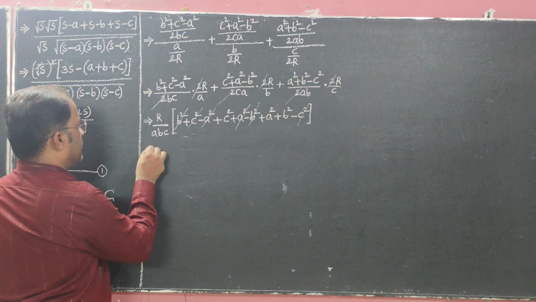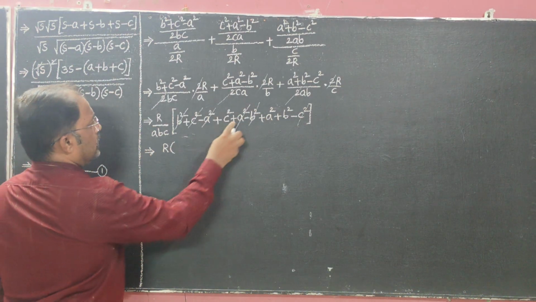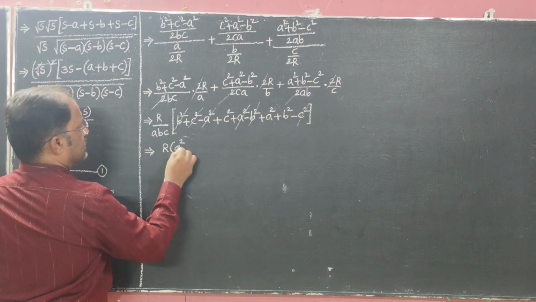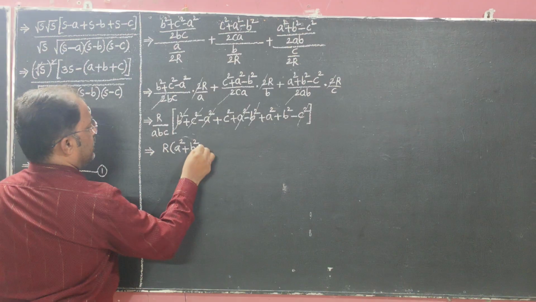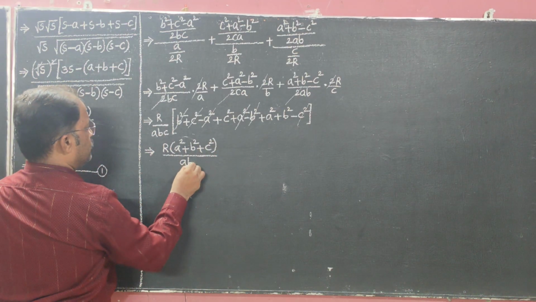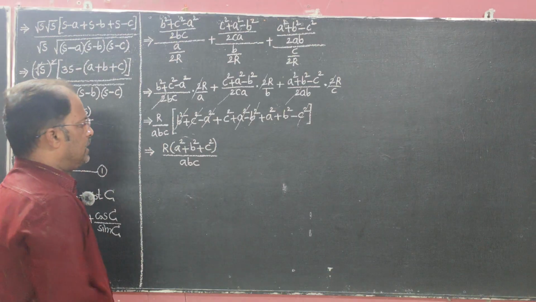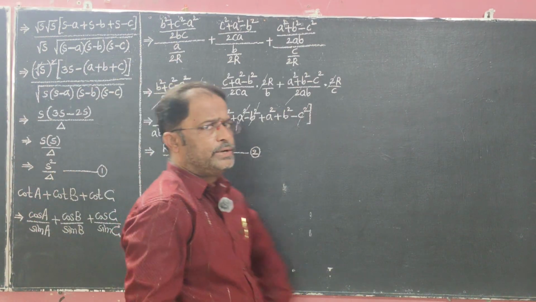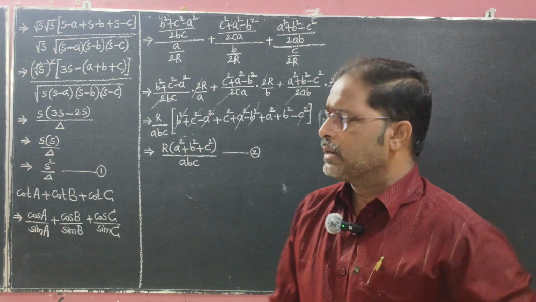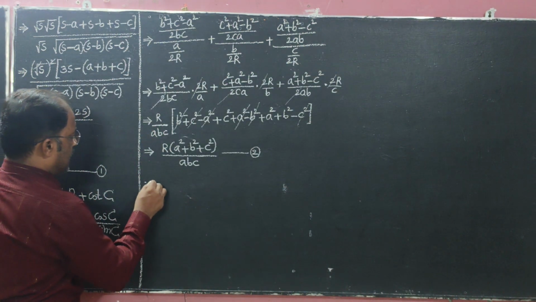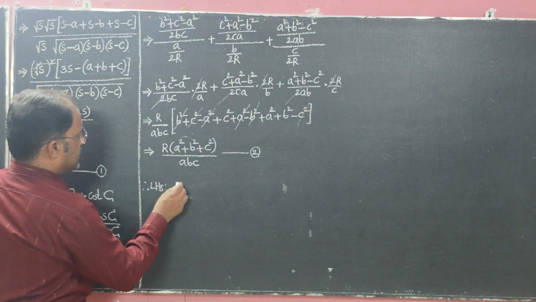See what is remaining: r into a square plus b square plus c square, by the denominator a into b into c. Right, let this be equation number 2. So the numerator answer is complete and the denominator also. Now write the actual question. Therefore the LHS. What is the LHS?